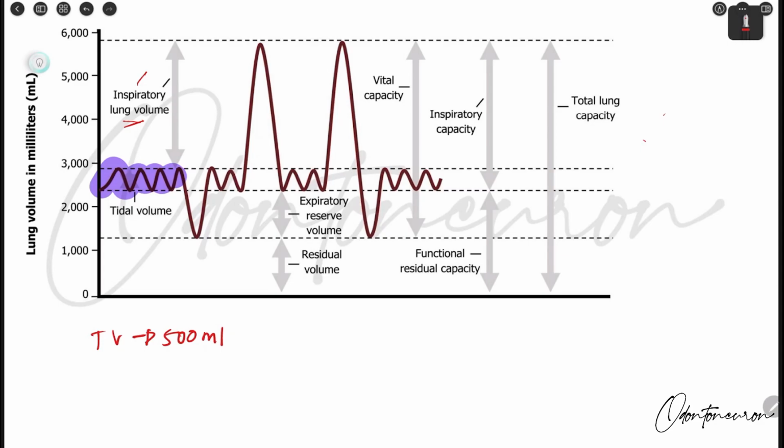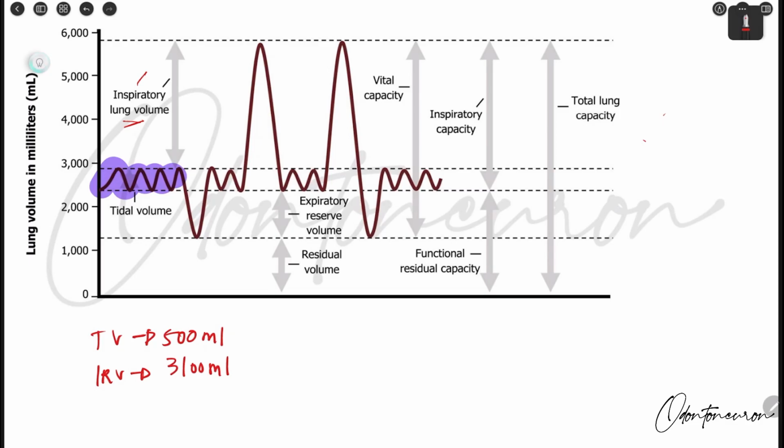See, when you are taking breath normally, that is your tidal volume. But when you inspire beyond the normal rest level, that is known as inspiratory reserve volume. What is the inspiratory reserve volume? It is 3100 ml beyond the normal level.